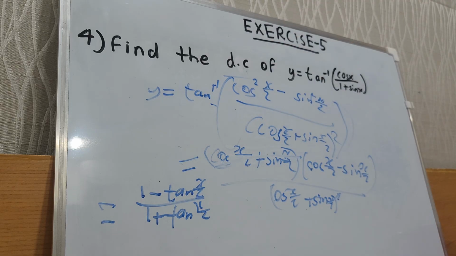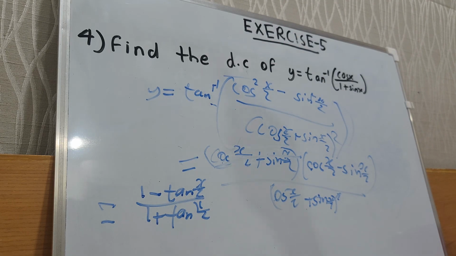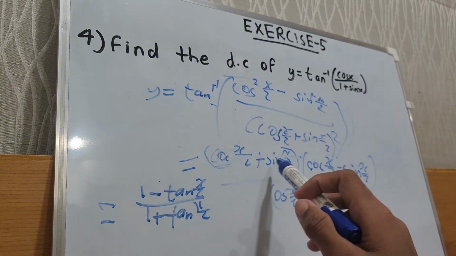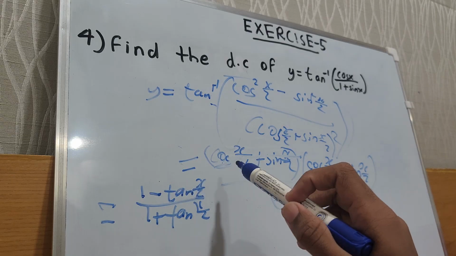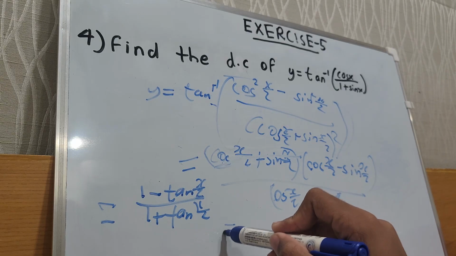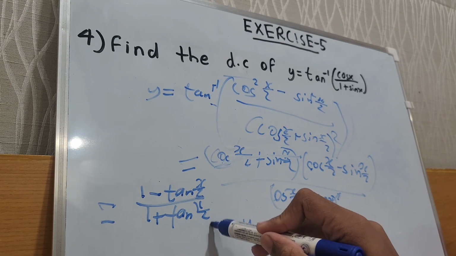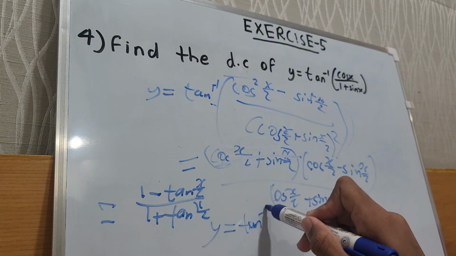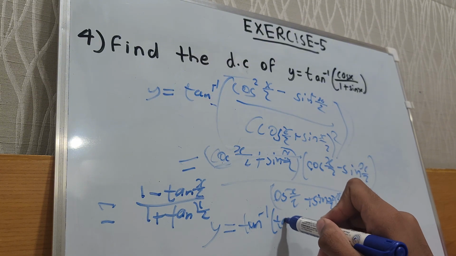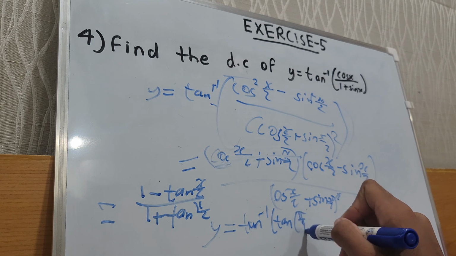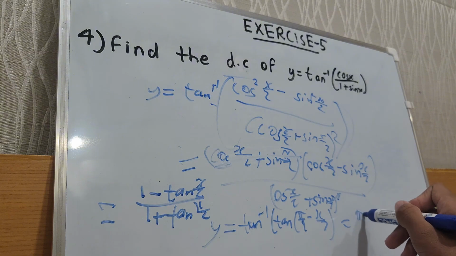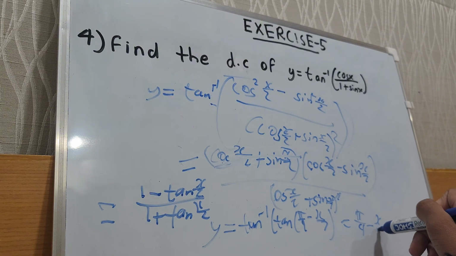What formula is this? Can you guess? The tan(A minus B) formula we use. A is pi by 4, tan of pi by 4 is 1. So y is equal to tan inverse of tan of pi by 4 minus x by 2. Now we get pi by 4 minus x by 2.